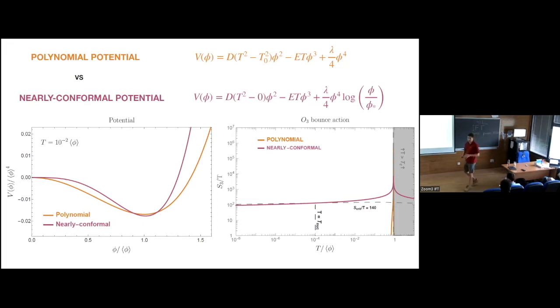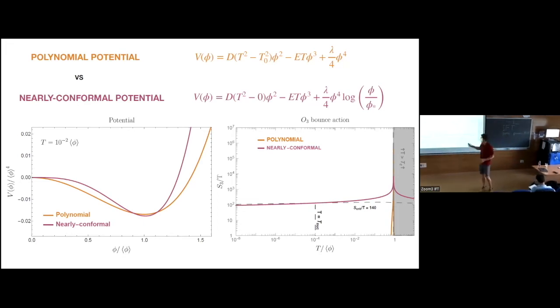Now we'll compare with the second class of potentials, which are nearly conformal. Here you see that the quadratic term is equal to 0, and instead, spontaneous symmetry breaking is induced by radiative correction, by the running of the quartic. So you have a logarithm, which is non-polynomial.